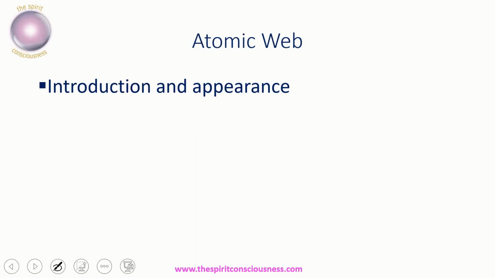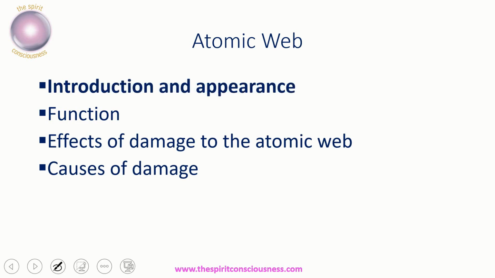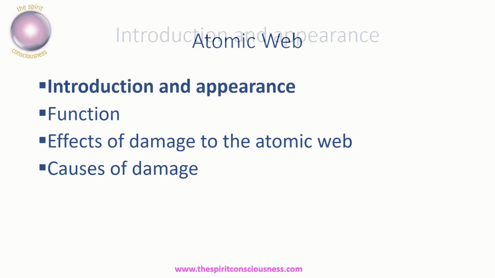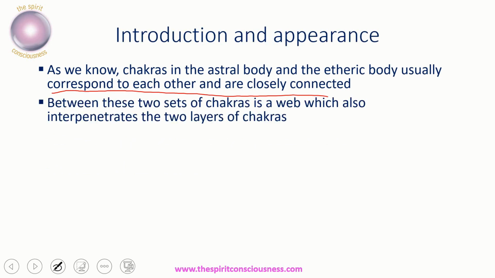So the outline is introduction and appearance, function, effects of damage to the atomic web, and causes of damage to the atomic web. Introduction and appearance. As we know, chakras in the astral body and the etheric body usually correspond to each other and are closely connected. But between these two sets of chakras is a web which also interpenetrates the two layers of chakras.